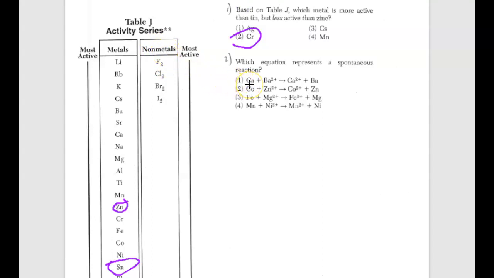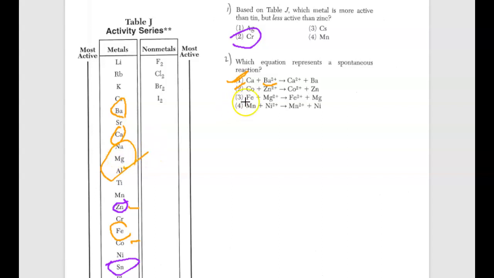Now, in number 1, calcium is here, and barium is higher. Barium wants to lose electrons more than calcium, but in reaction 1, it's already happened. This will not be spontaneous. So number 1 can't be our answer. For number 2, I have cobalt and zinc ions. Again, the zinc ions are higher than the cobalt, not our answer. Next one, I have iron and magnesium.